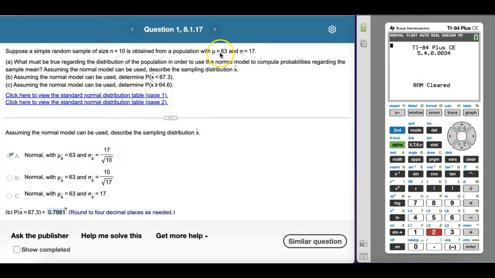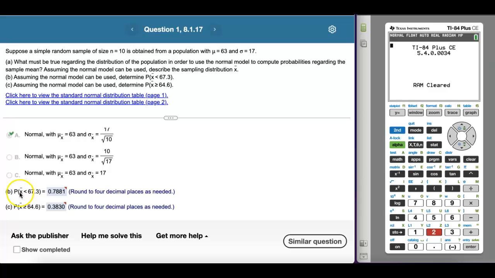We were told that the mean is 63, and notice that the mean of x bar is also 63. The difference is sigma. If the standard deviation of the population is 17, then the standard deviation of the sampling distribution of the means is going to be 17 divided by the square root of the sample size, which in this case is 10. We need those two values to then turn to our calculator to find these probabilities.